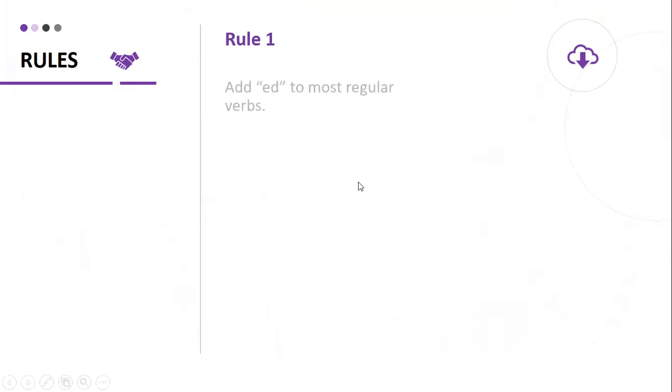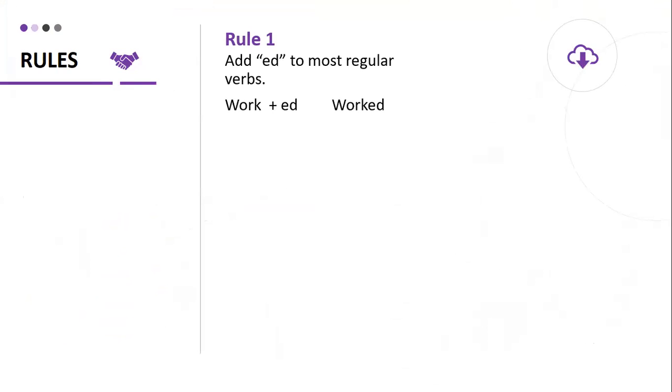No sé si ven ahí, si se ve, ¿verdad? Ok, rule number one. ¿Cómo cambiar un verbo regular a un verbo en el pasado? Ok. So, number one, add ed to most regular verbs. Lo que vamos a hacer es que a la mayoría de verbos solemos agregar ed. For example, we have here work plus ed, worked. Okay? Visit. So we add ED, so we say visited.